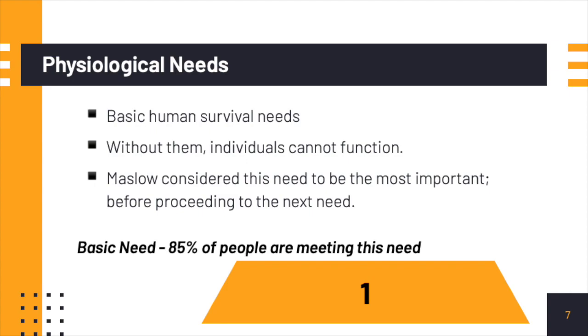This type of need is basic human survival needs. It is the first and ultimate foundation of the pyramid that one must have in order to go up the pyramid. Without them, individuals cannot function, which is why we need this foundation. Maslow considered this need to be the most important before proceeding to the next need. 85% of people are meeting these needs currently.